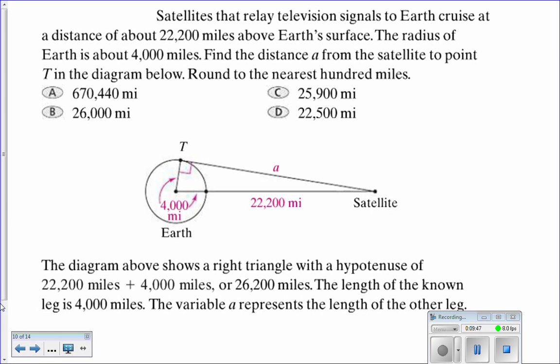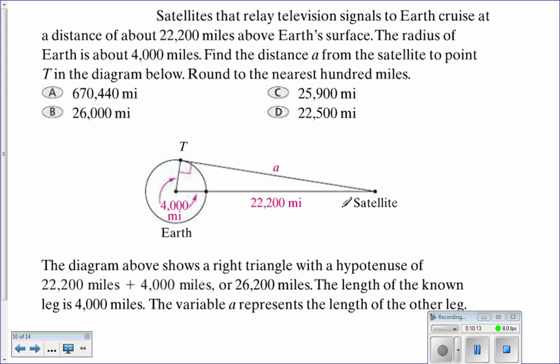The diagram above shows a right triangle with a hypotenuse of 2,200 miles plus 4,000 miles, or 6,200 miles. The length of the known leg is 4,000 miles. So we want to find the length of the other leg.